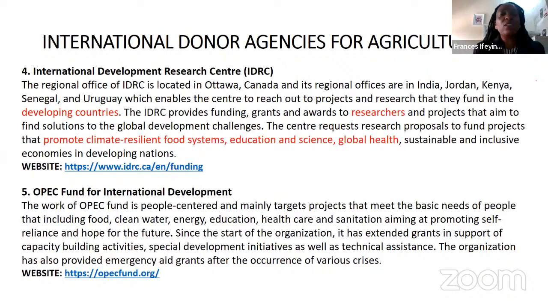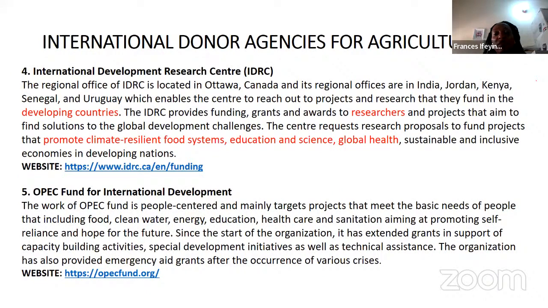Next, we have the OPEC Fund for International Development. The work of the OPEC Fund is people-centered and mainly targets projects that meet the basic needs of people, including food, clean water, energy, education, healthcare, and sanitation, aiming at promoting self-reliance and hope for the future.